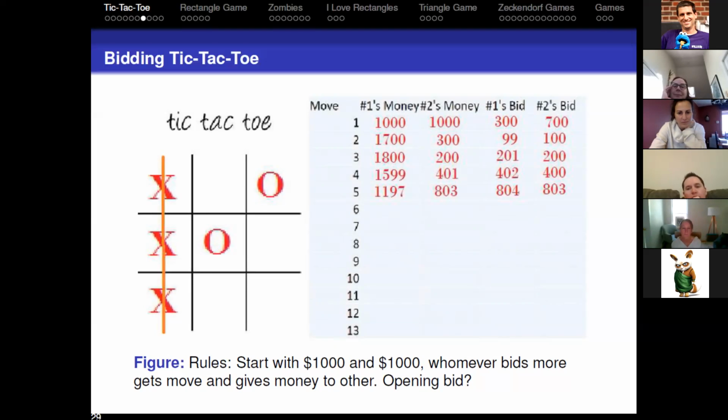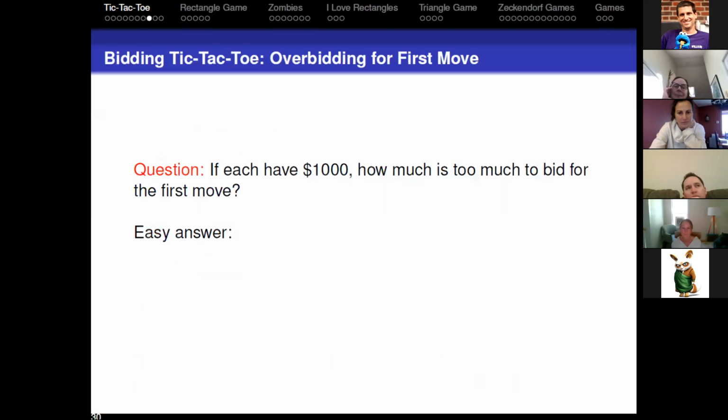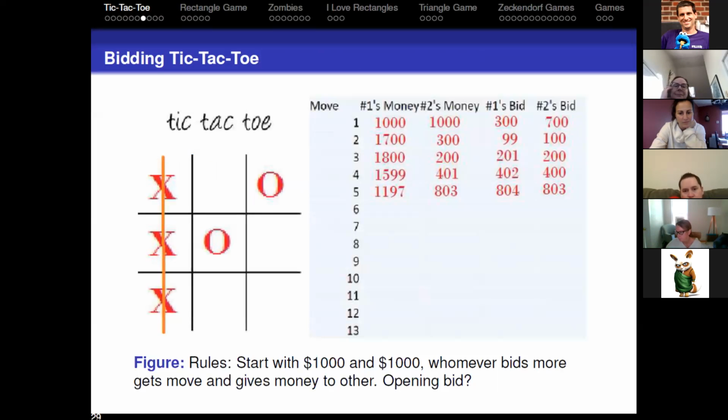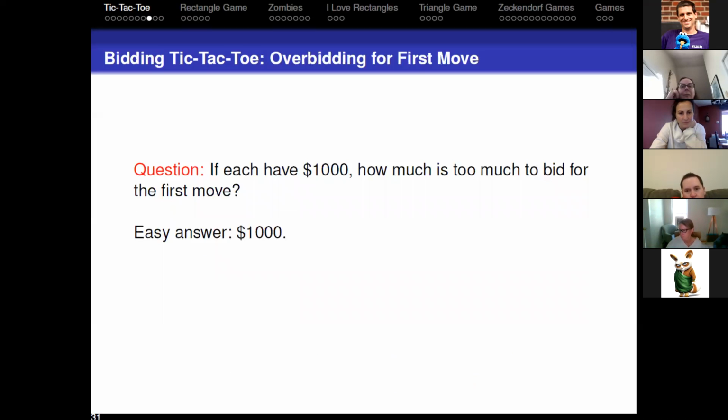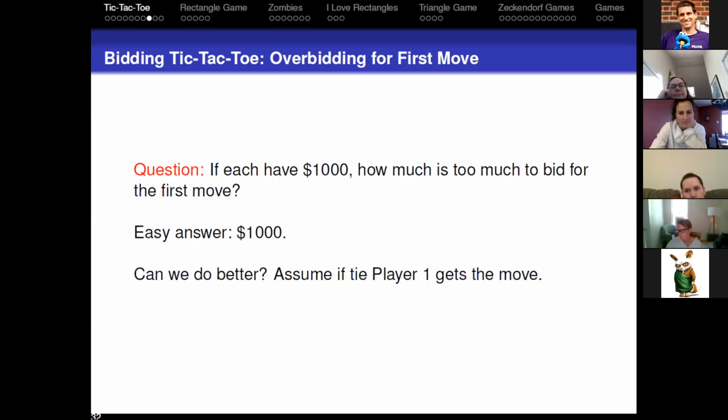What kind of results can we get? Now, one thing you can do is there's an easy answer. If you bet $1,000, that's clearly too much for the first move. Can somebody give me another number that's clearly too much? 900. Yep. In fact, we know 800 has to be too much because after $800, I had the first 2 moves and I wasn't able to win. We know 800 is too much. How low can we go?